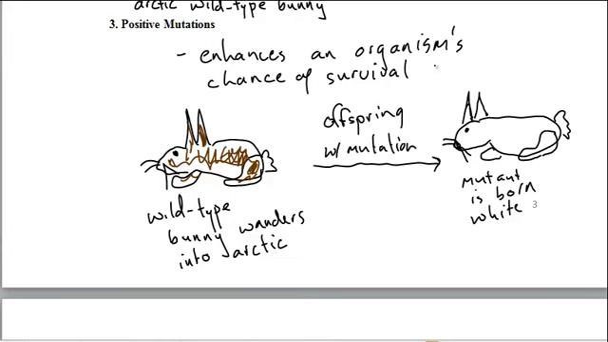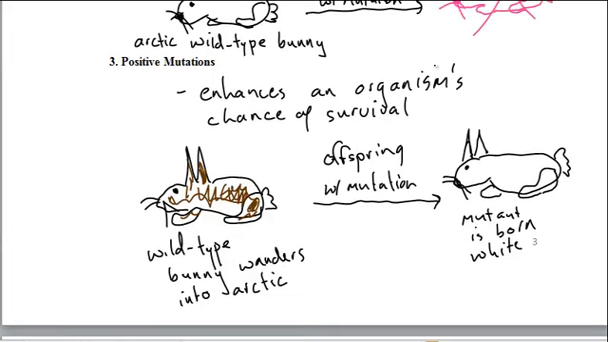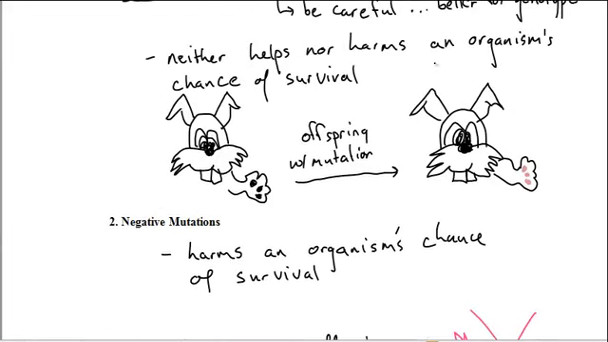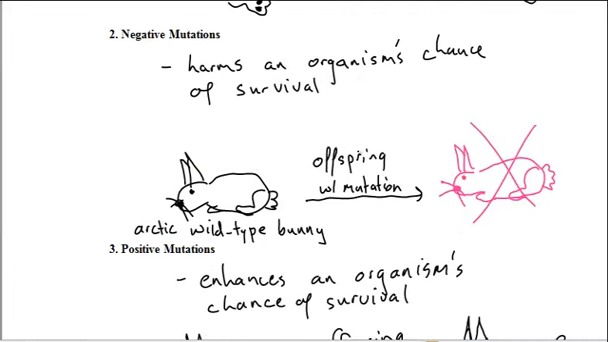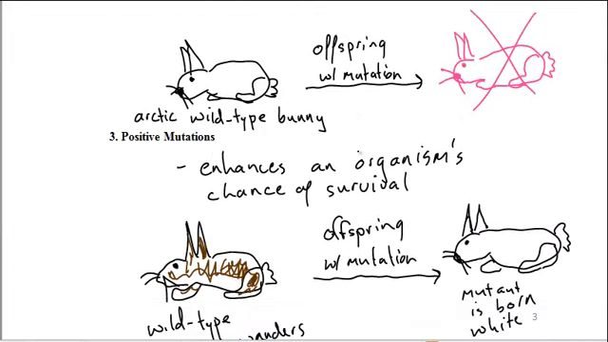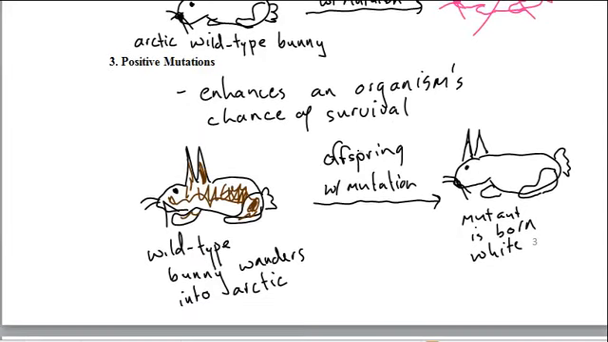Okay, so those are the three types of mutations based on looking at phenotype. Neutral, neither harms nor helps a chance of survival. Negative, harms an organism's chance of survival. And positive, enhances the organism's chance of survival. We're just going to stop there. We'll pick up the rest in part 2 of the video.